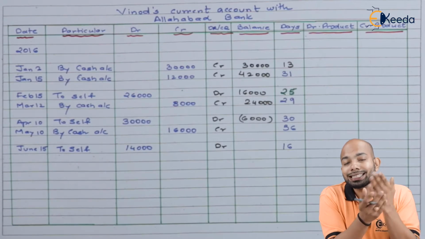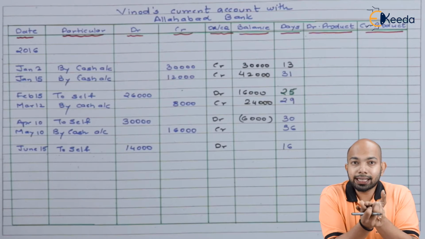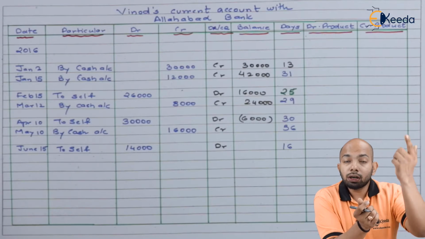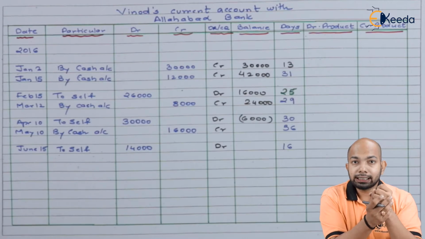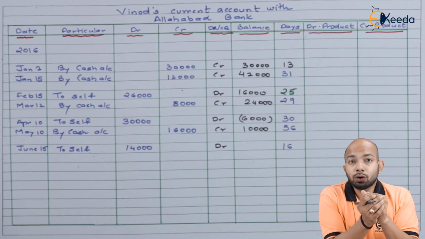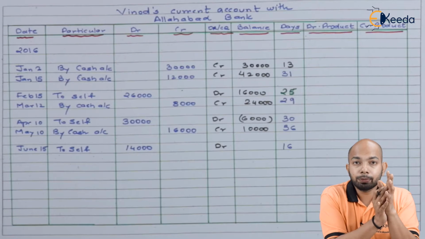And then you added another 16,000 as per the credit transaction. However, 6,000 were earlier withdrawn additionally, so the balance will be 10,000 only. And then another 14,000 were withdrawn. That means a 4,000 negative balance has been mentioned here.